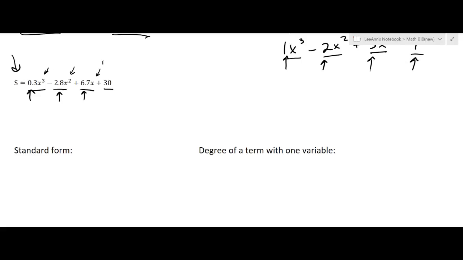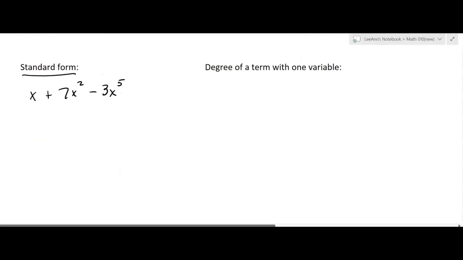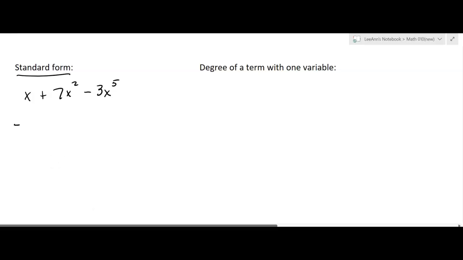Let's see, anything else I want to say? Oh, standard form. Standard form says you put the term with the highest exponent first. So we wouldn't have something like x plus 7x squared minus 3x to the 5th. If you had something like that, it's a polynomial, sure, but it's not in standard form. So you could rearrange it and put -3x to the 5th first, and then you would put the 7x squared.